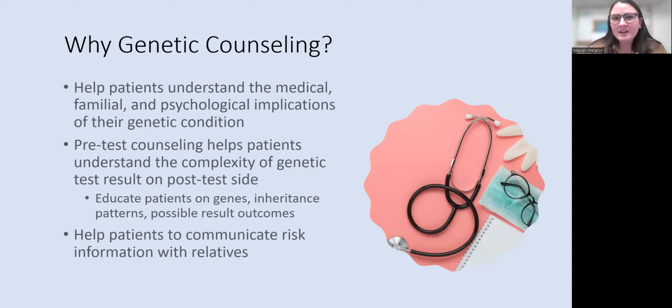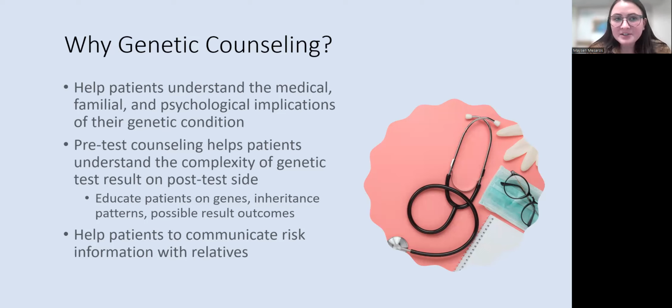So genetic counseling, why is it important? A few of these I've already highlighted, but my job as a genetic counselor is to help patients understand the medical, familial, and psychological implications of their genetic condition. So we talk about what a genetic test result might mean for their own health, what it could mean for their relatives, what it could do to them psychologically. A lot of times we walk through scenarios and determine, is this information that you really want or can take on at this time?